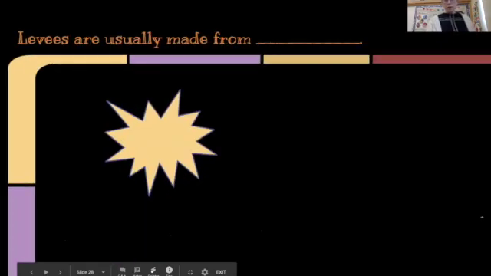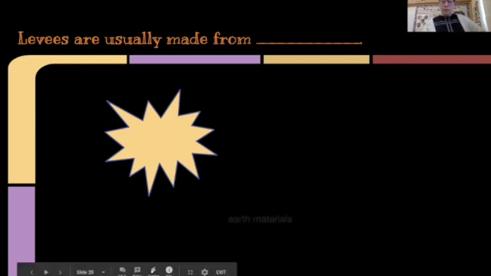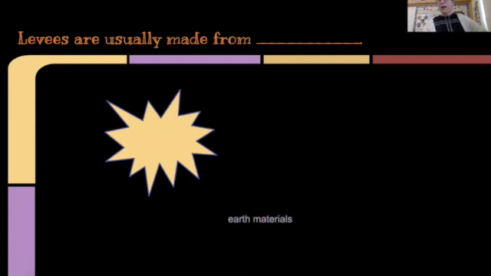Levees are usually made from blank. What are levees usually made out of? Think of those mounds along a river that control the water levels so that the river doesn't flood into towns or neighborhoods or parks. What are those levees made out of? If you need more time, pause. If you think you know, here's the answer. Earth materials, right? If you wrote dirt, that counts. If you wrote anything that you would find on the earth, that counts.